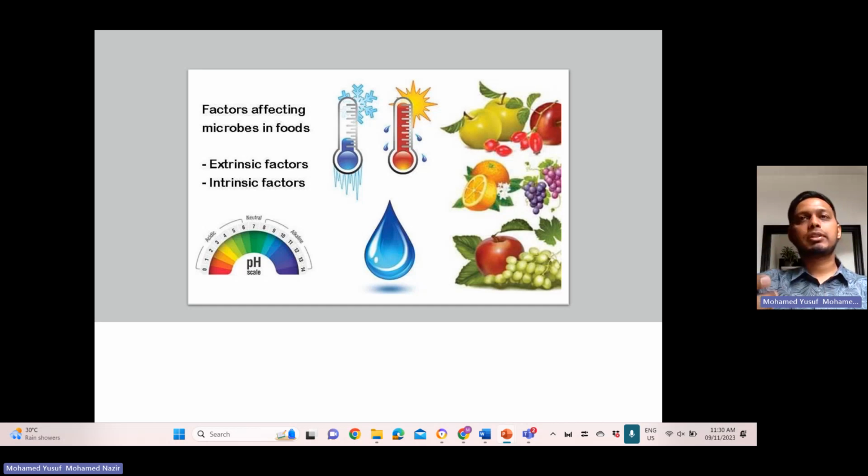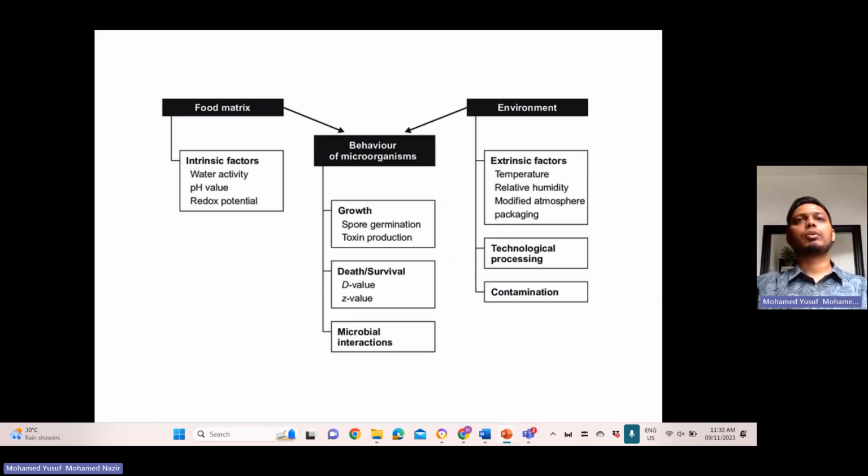Some foods are dry. Dry food normally has less moisture, so fewer microbes will be able to grow on the food. So these are examples of intrinsic factors: water activity, pH value, and also redox potential.